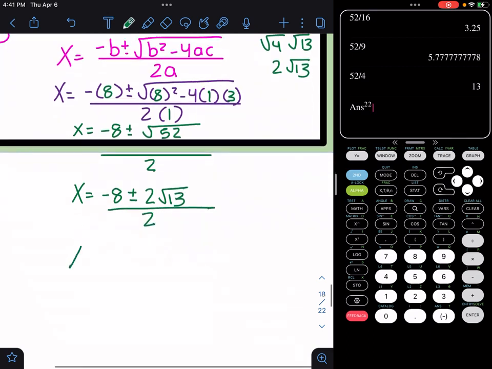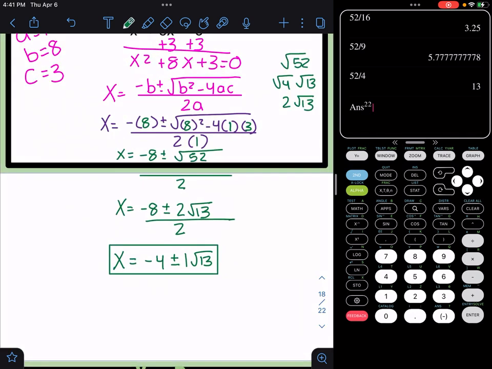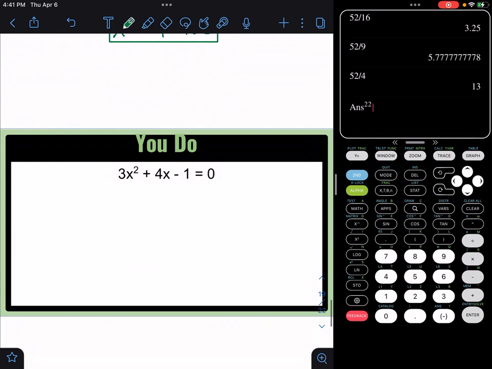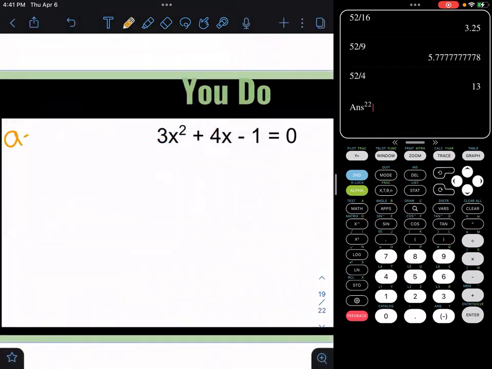And now we can divide each of these parts. Negative 8 divided by 2 is negative 4, plus or minus 2 divided by 2 is 1, square root of 13. You do not divide what's under the square root. That stays the same. And that is our answer to what x equals. And let's try this one. Already equal to 0. So now we have A is equal to 3, B is equal to 4, and C is equal to negative 1.